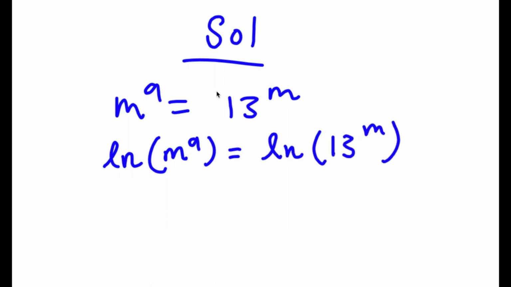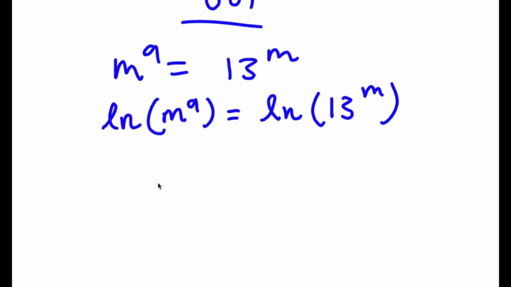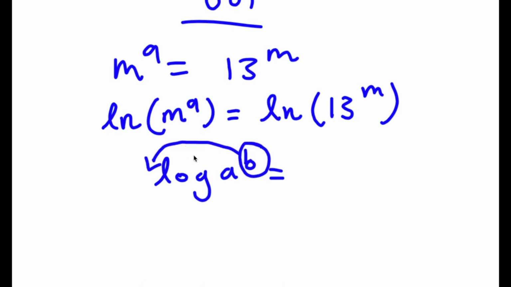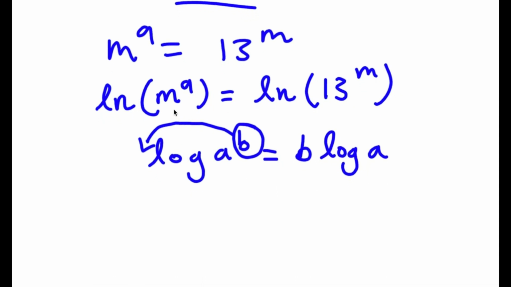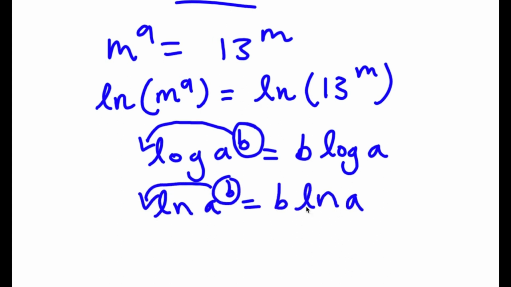Now an important property of logarithms is that, let's say I have log a to the power of b. I can actually move this exponent b to the front of the logarithm. So this would equal b times log a. And this property is known as the power property. And because ln, the natural log, is also a logarithm, if I have ln of a to the power of b, this is equal to, I can move my exponent, b times ln a.